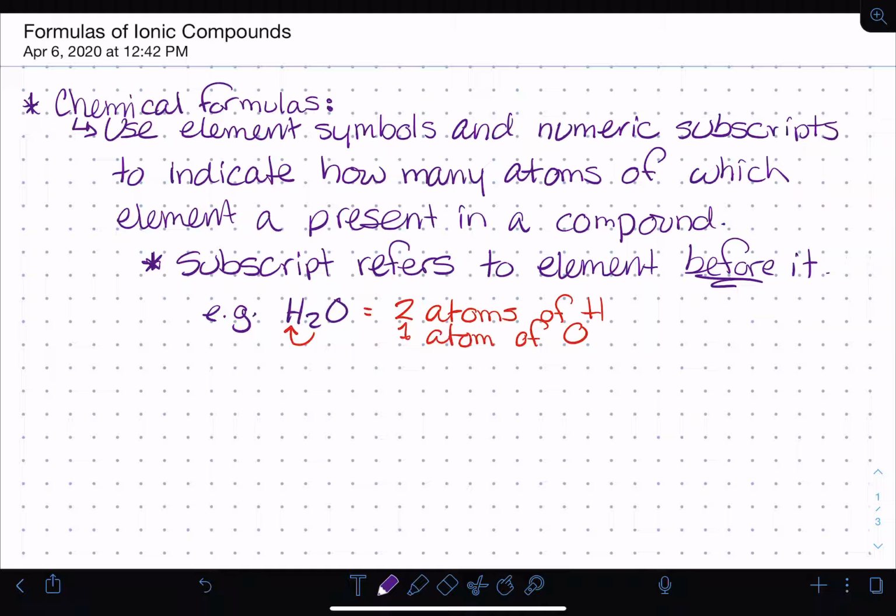Just another random example, C3H8, each subscript refers to the element listed immediately before it. So the 3 is for carbon, the 8 is for hydrogen. So this is a molecule that would contain 3 atoms of carbon, 8 atoms of hydrogen. So make sure you're always referencing the subscript to the correct element so you can keep track of how many atoms you have when you're drawing structures, which we'll get into later.